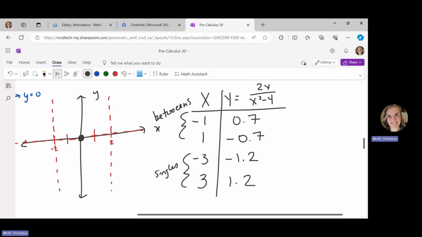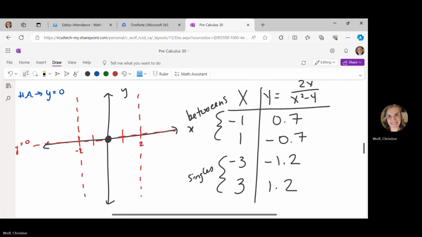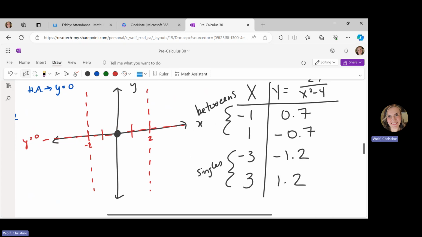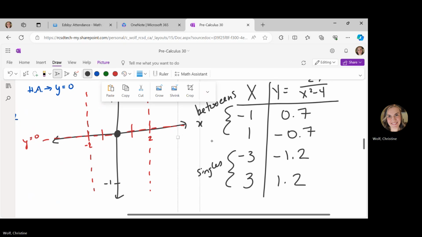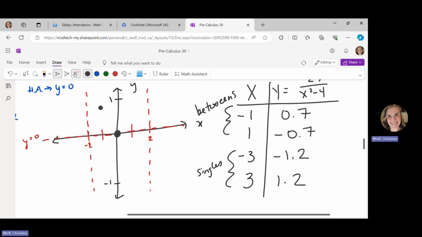Okay, so let's plot the in-betweens first. So -1 and 0.7. So I'm going to tack in that this is my 1 and my -1 for my y. Spread them out nice and big. So -1 and 0.7 would be about there. Okay, right there. And then my other one is when it's +1, it's -0.7. So now I see which of those 4 options it is.